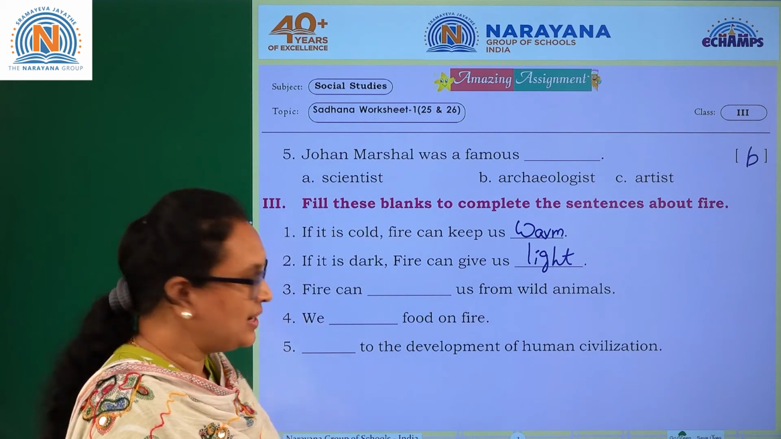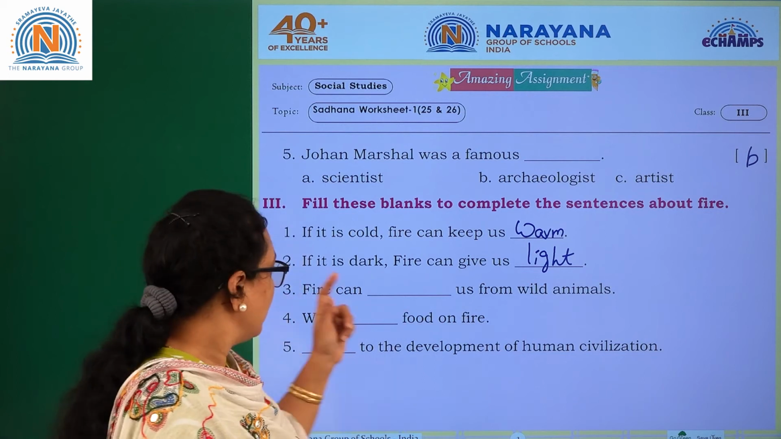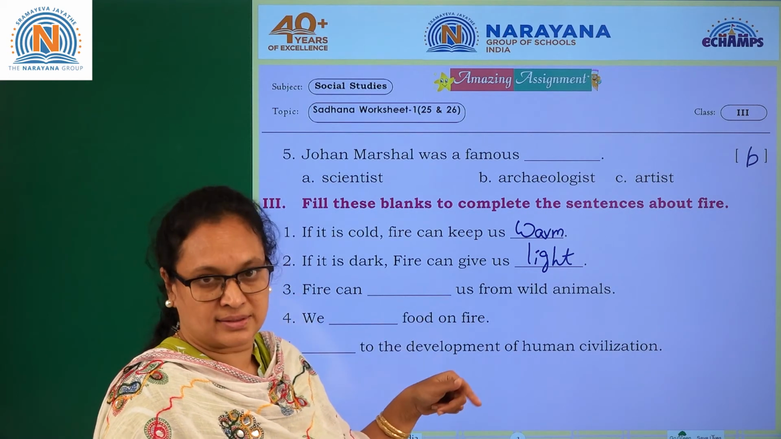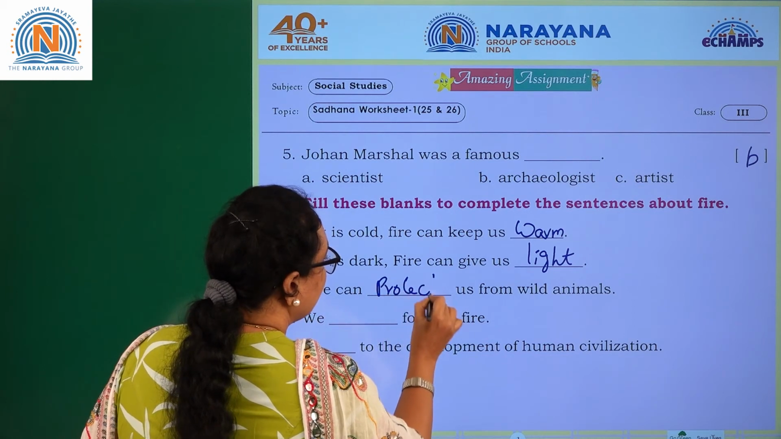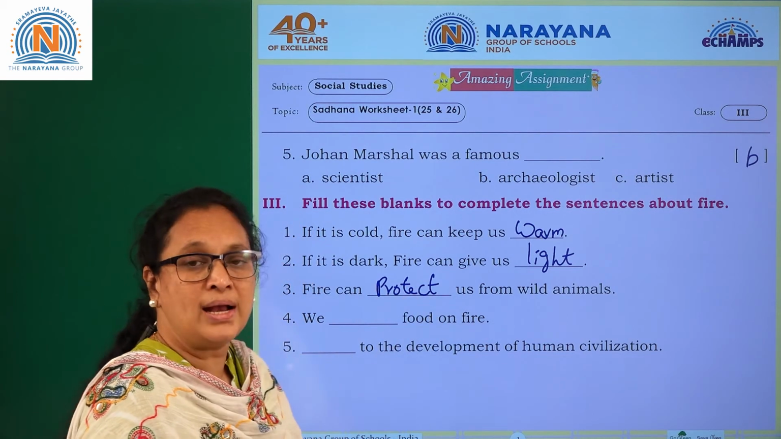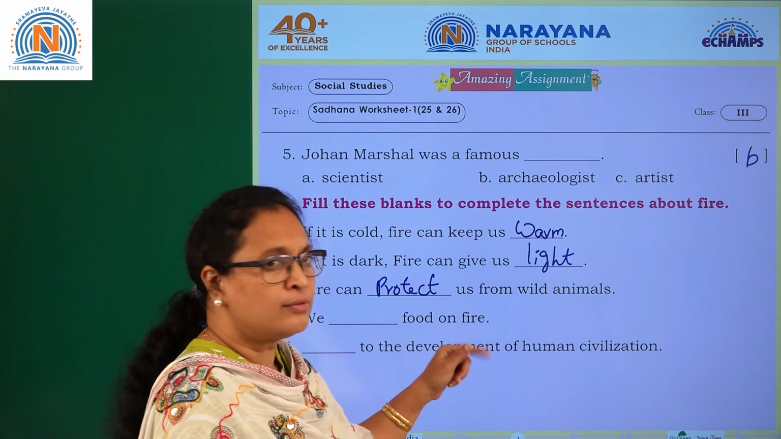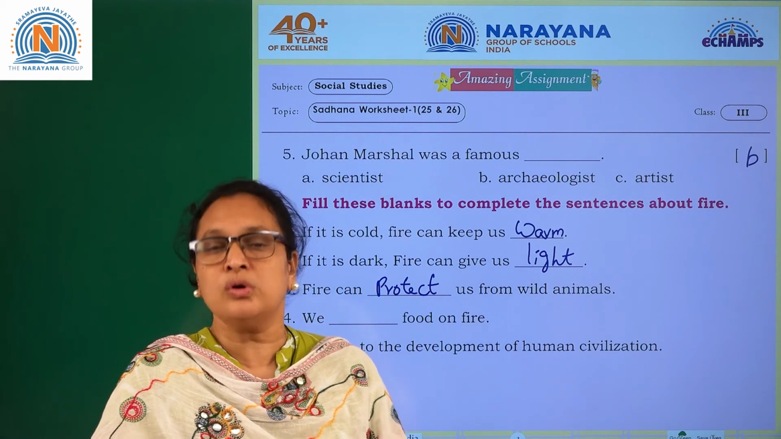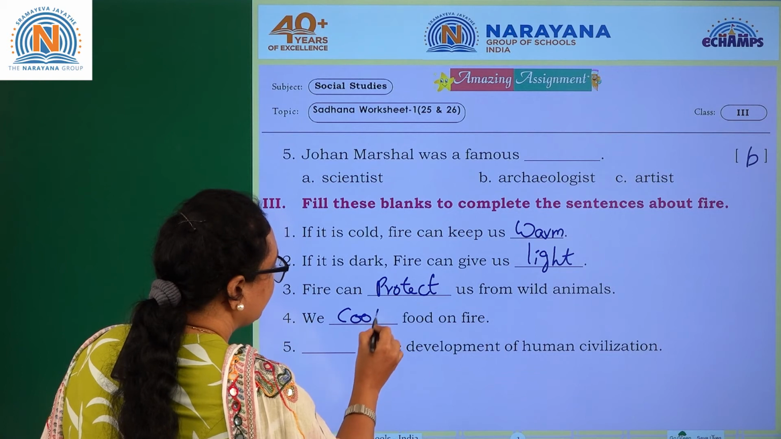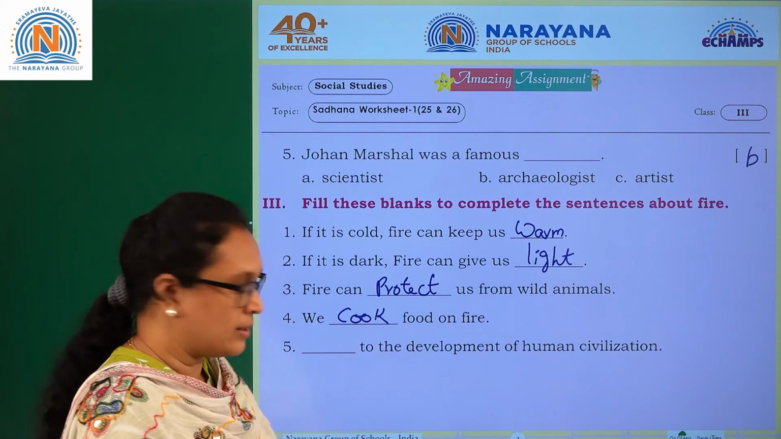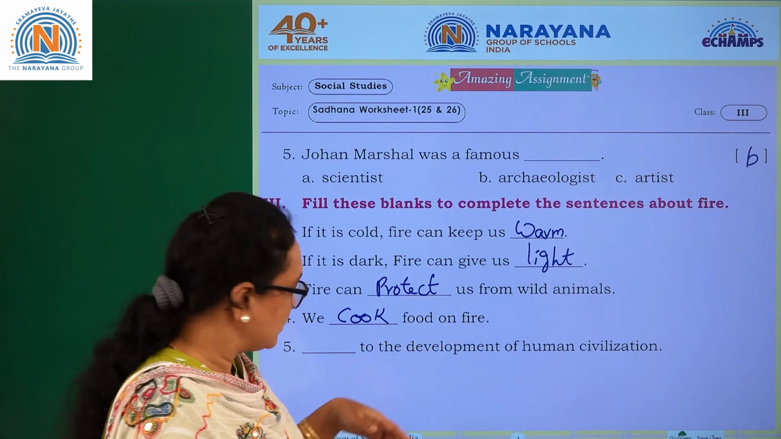This is very simple, right? Fire can protect us from wild animals. Coming to the next one. We cook food on fire. What do we do? We cook the food on fire, right? We cook food on fire. You can write fire can protect, or it's a protection, it's your wish.